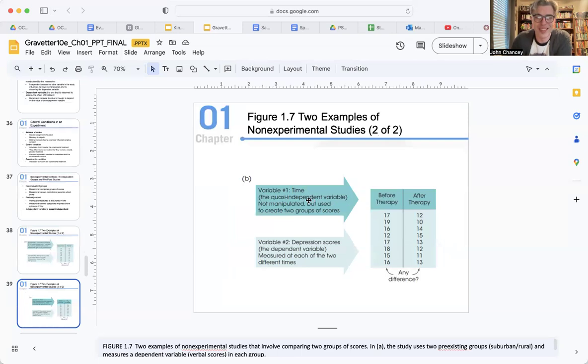Another example is time. This is our quasi-independent variable. It's not manipulated, but it's used to create two types of scores, before therapy and after therapy. And then we measure them on a depression scale, maybe before and after.